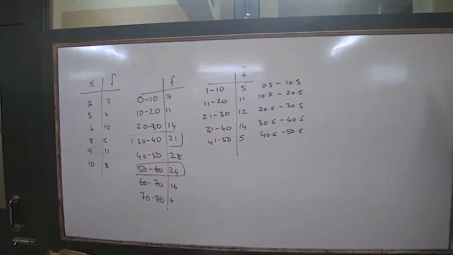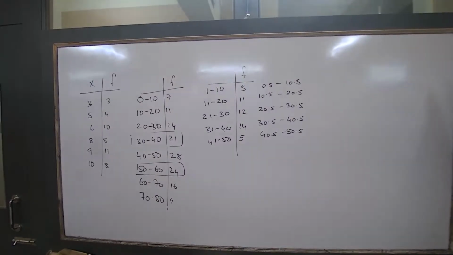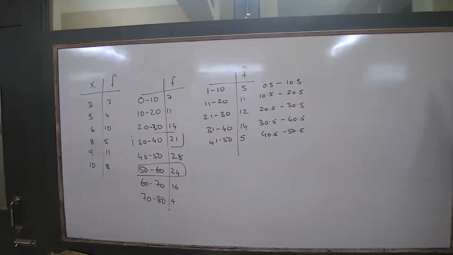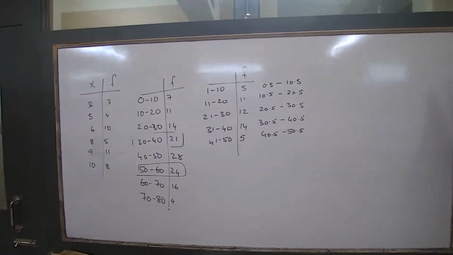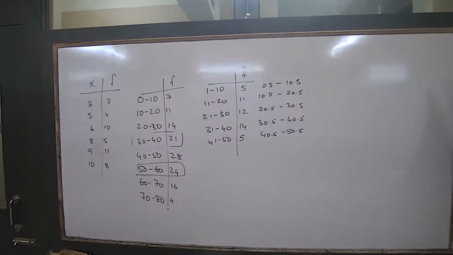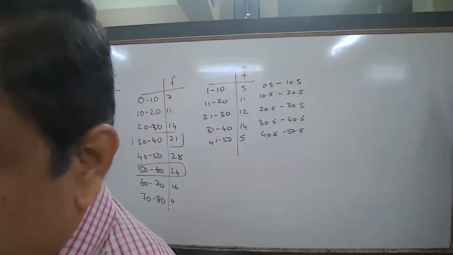So, one problem. Class mark, all of you must remember, how will you calculate the class mark? By adding the lower limit plus the upper limit, divided by 2. There are two things you have to remember, right? In your notebook, statistics.